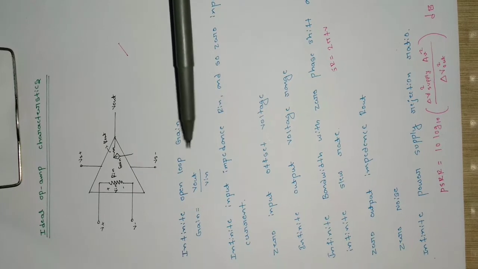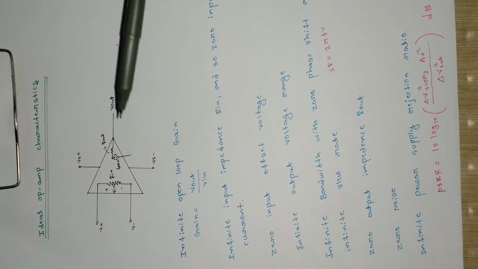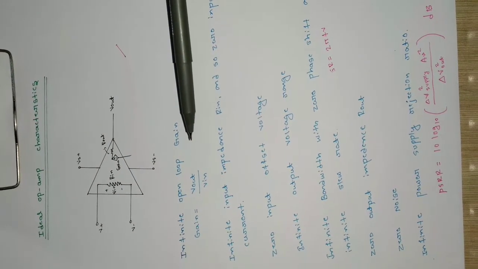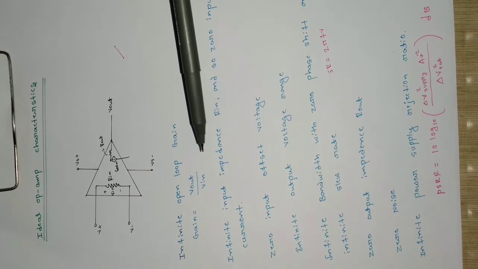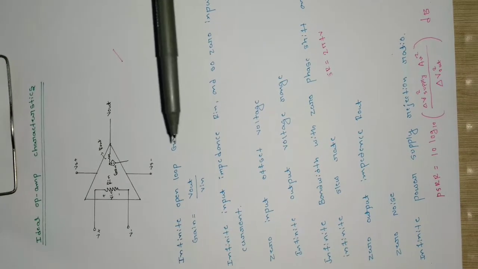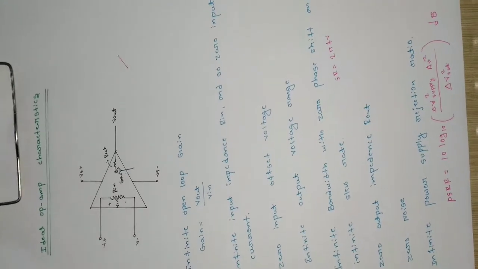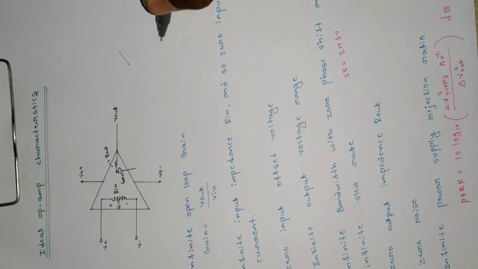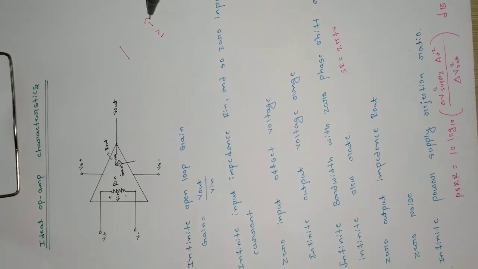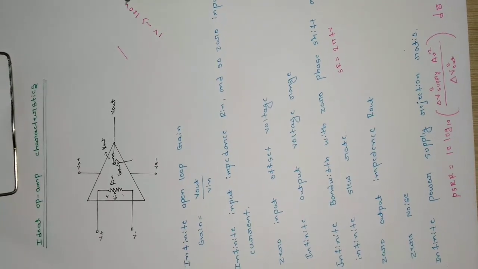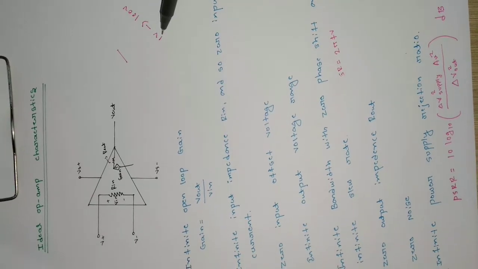So open loop gain is always output by input. The output voltage divided by the input voltage will give the gain. So we want gain as much as possible. As the name suggests, it is an operational amplifier. So if you give 1 volt as the input, then you expect 100 volt as the output. We just want to amplify our signal.